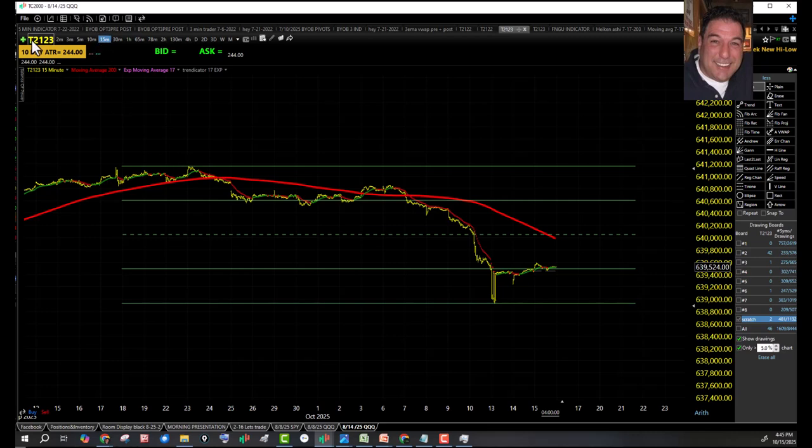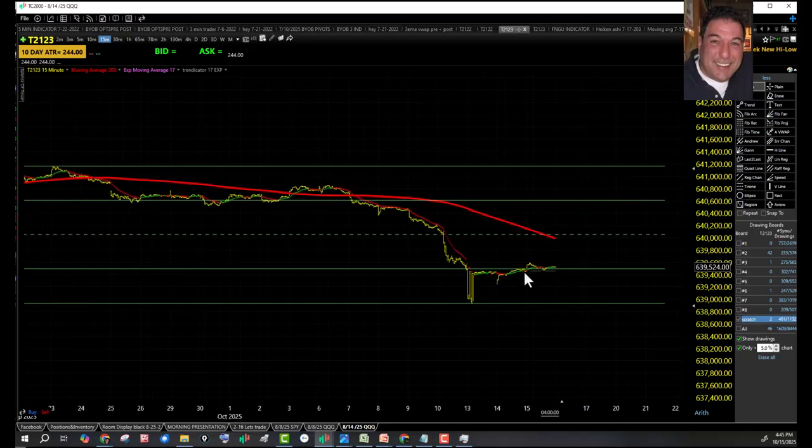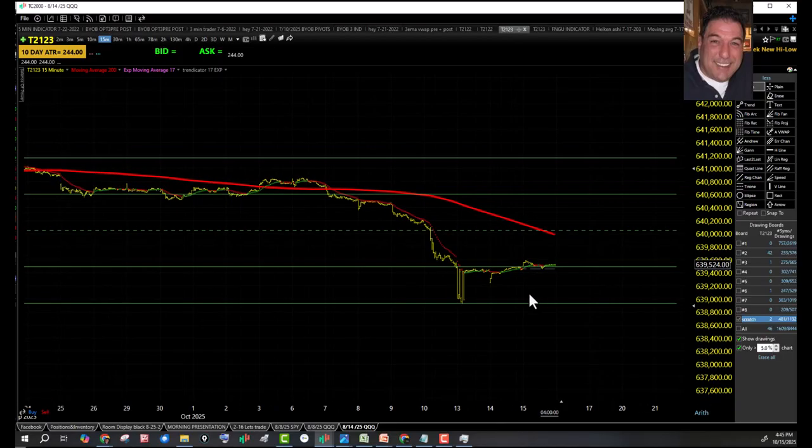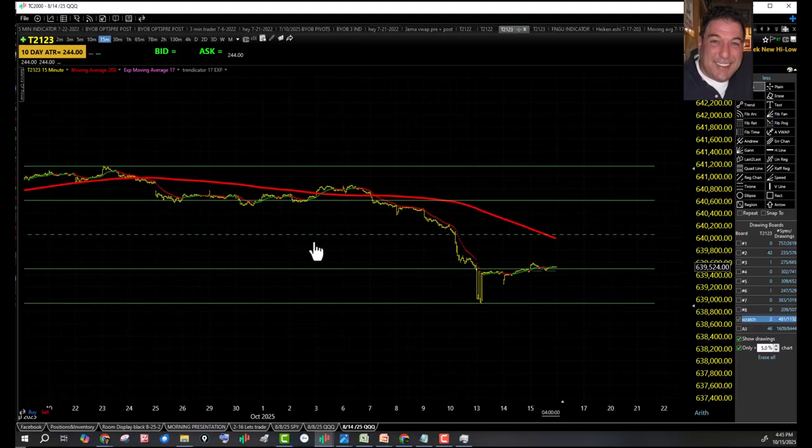So there's a 15-minute chart of T2123, okay? We're in a 15-minute uptrend, but we're not moving up. That's not a good thing, okay? And you can see we're still stuck down here in the lower third of this move, so we're still kind of bearish right there. So that's kind of weird, isn't it?